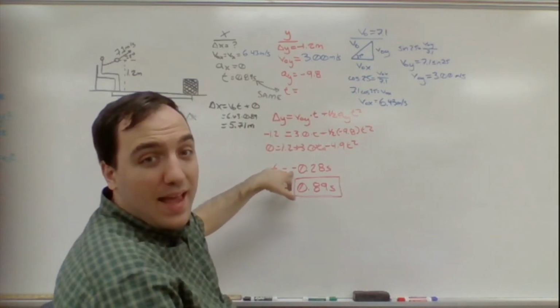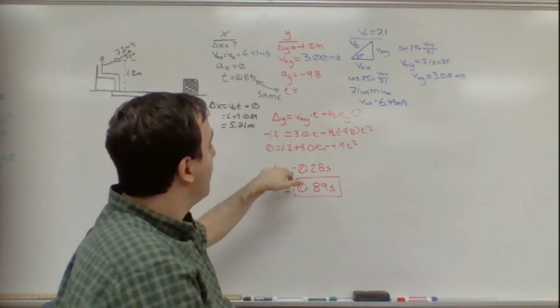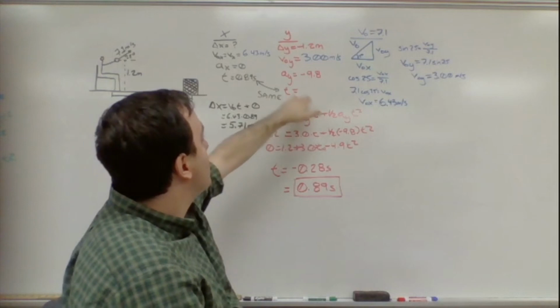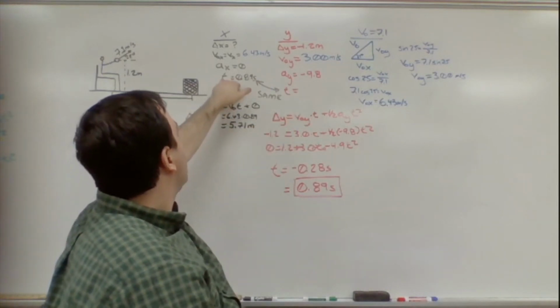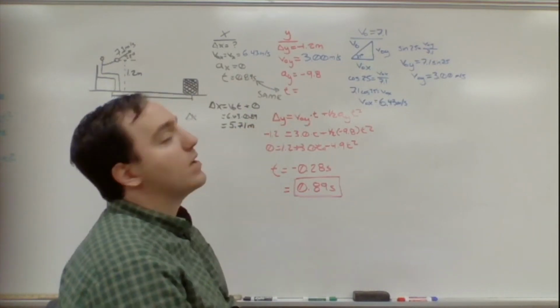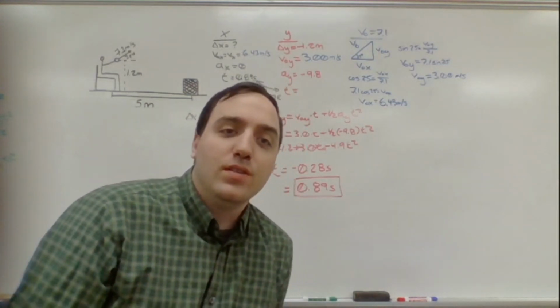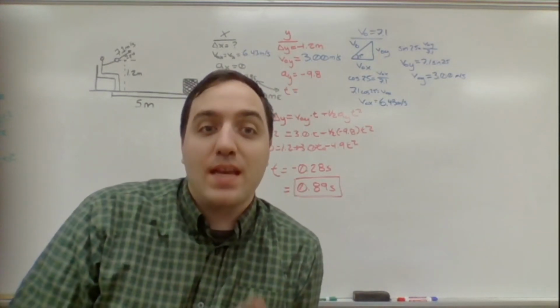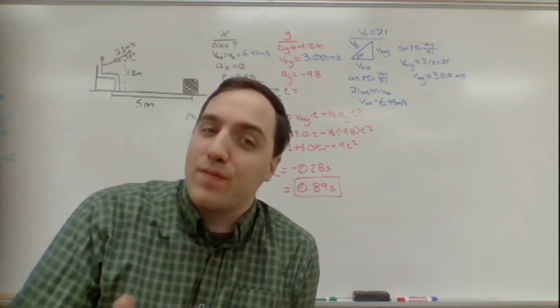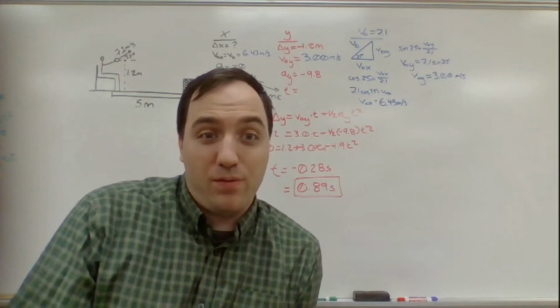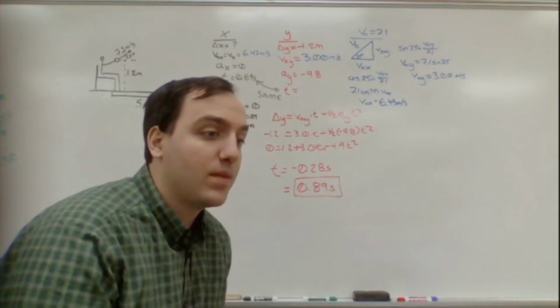The negative 0.28 doesn't make any sense, throw that out. Leaving me with 0.89. I take that over to my x, because they're at the same time, solve it through, and I get 5.71 meters, which means you can throw it 5.71 meters at that angle. You'll probably hit the backboard and then into the basket, or you'll have to shortchange it a little bit. But you can make that throw. And there you have it.